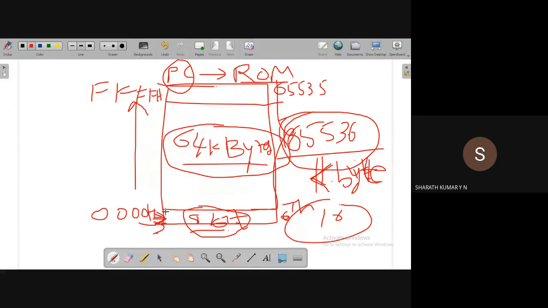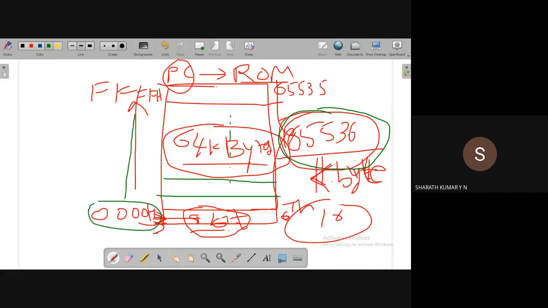Each location has an address. For example, this is the first location, and similarly there is a second location, a third location. Likewise, there are a total of 65,536 locations whose address ranges from 0000 up to the last address of FFFFH. In terms of bytes, it is 64 kilobytes. In terms of bits, it is 65,536 times 8, a very huge number, and hence we don't represent the capacity of internal ROM space that way.